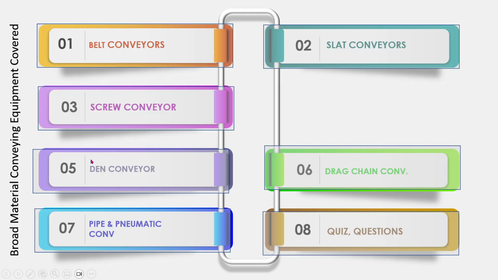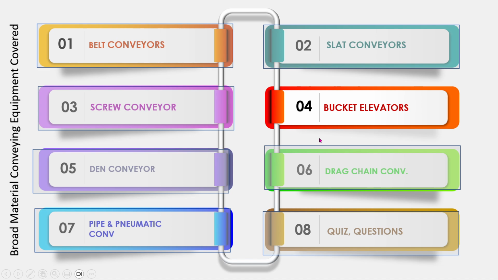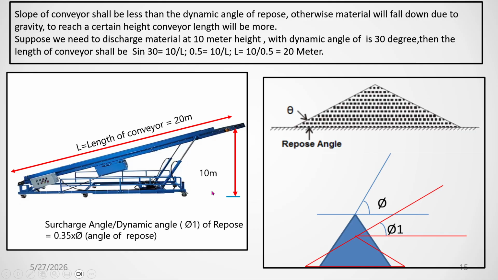Now next is the bucket conveyor. Before discussing the bucket conveyor, I am going to tell you why the bucket conveyor has some advantages. You see, this is the angle of repose. When you drop bulk material from the top, it will make an angle. Wherever you drop the material on a surface, it will make the same angle. That is called the angle of repose.